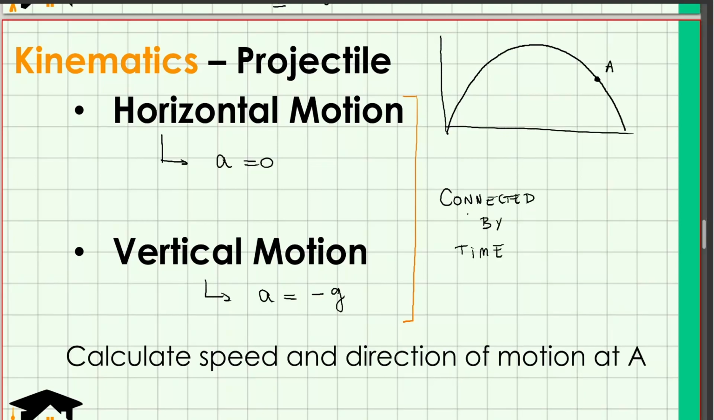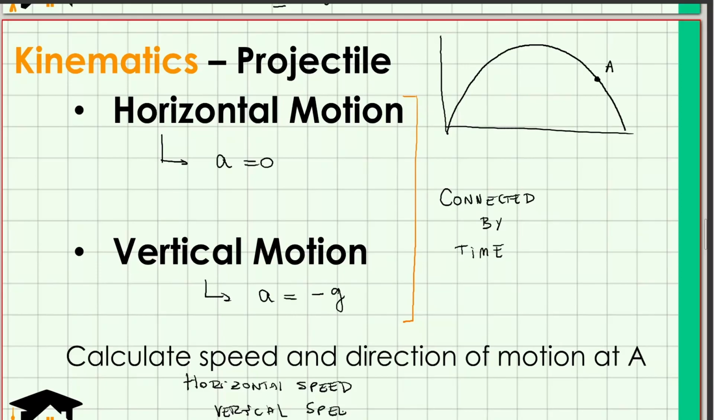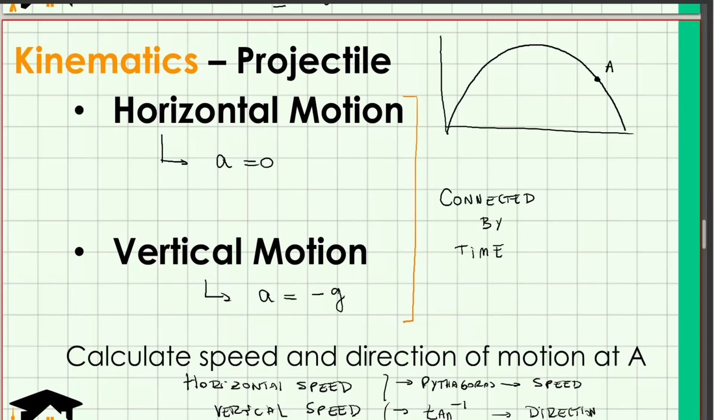And so we might be asked to calculate the speed and direction of motion at A. For this, we will have to first write down all the equations for the horizontal speed and for the vertical speed. And then with these two, we can use Pythagoras to calculate the speed of the projectile, and we can use the inverse tangent to calculate the direction. So this is all we need to know about kinematics.